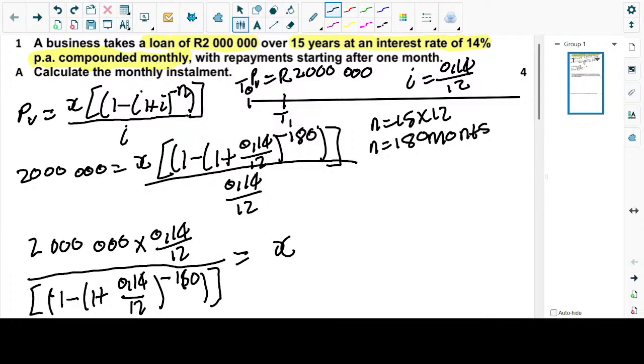So our x is equal to 26,633. So we're going to be paying 26,000. By which x is equal to 26,634.82776. 82, 83 if we are rounding off to two decimal places.